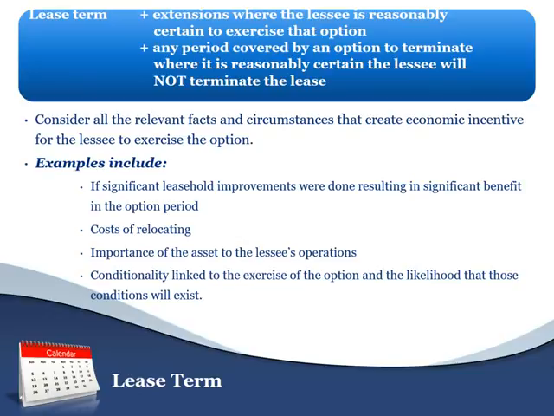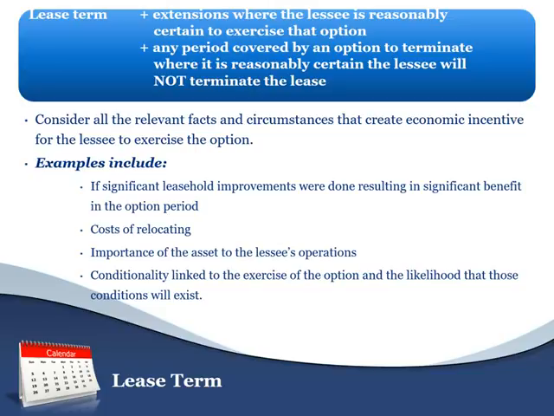And it talks about including in the lease term, firstly, any extensions where it's reasonably certain that these will be exercised. And secondly, any period covered by an option to terminate where it's reasonably certain that this will not be terminated. Now, these two things are in essence the same thing. It says you need to consider all the relevant facts and circumstances and the economic incentive around why a lessee would act in a certain way.